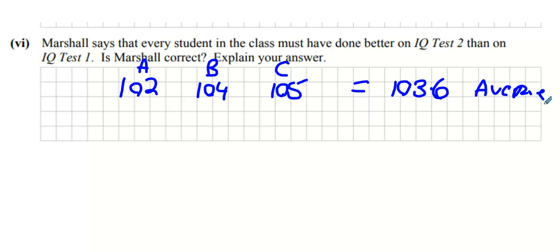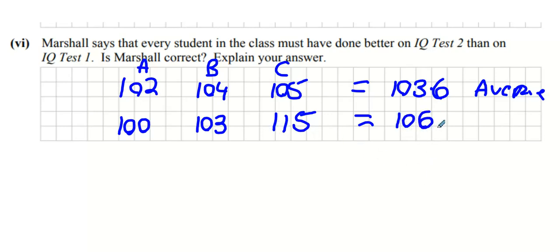Look at this. Add them together and you get 411. You divide 411 by 3. Look at this result. A gets worse, B gets worse, but for some reason C goes up 115 points. What's the average this time? 106. Now, what can you summarize using this?